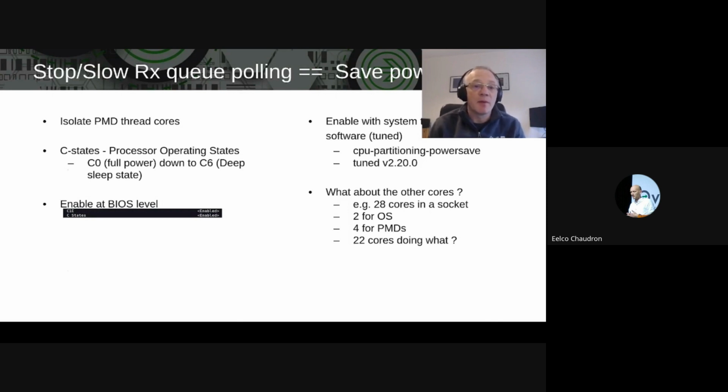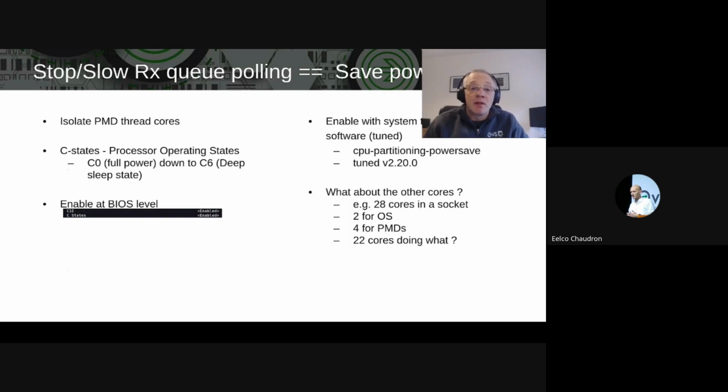There's a little snippet from my BIOS. We also need to make sure that any system tuning software, such as TuneD, allows the processors to go into that deep sleep. So we have the CPU partitioning power save profile in TuneD that was added not too long ago in TuneD 2.20, and that allows the typical CPU partitioning profile things, but it also allows the cores to go into a low power state.